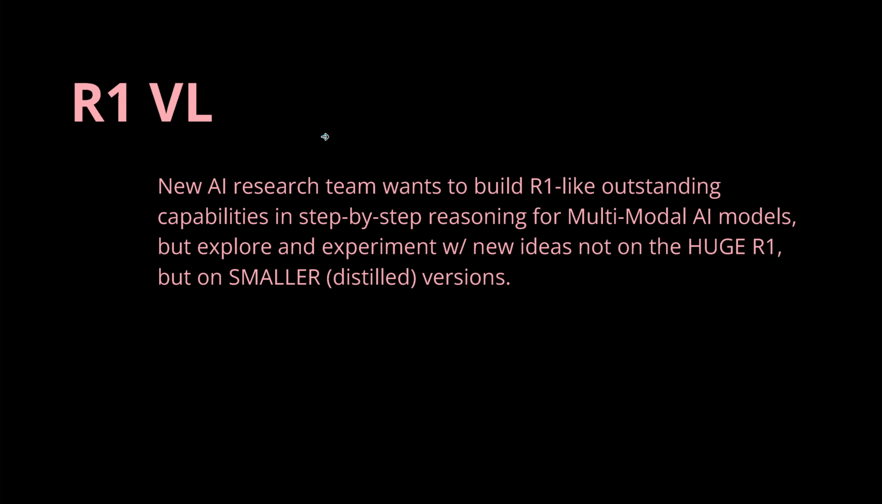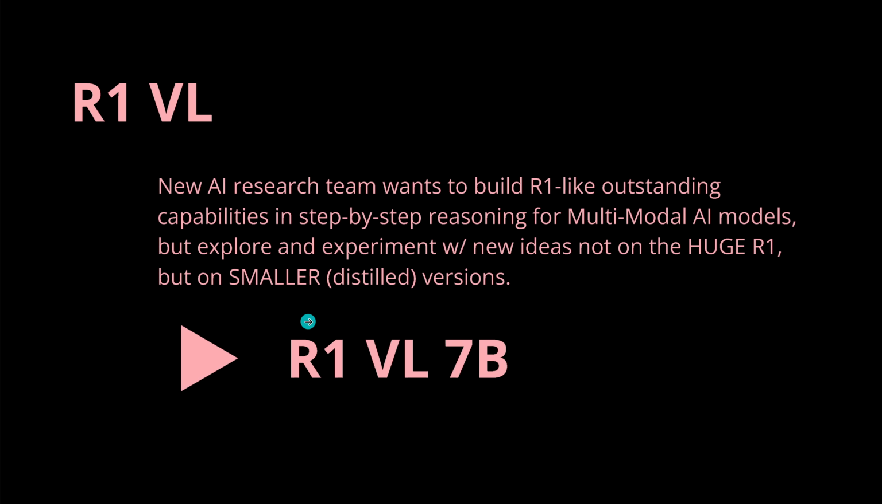And we have a new study, and I show you here a new research team, and they wanted to build an R1-like outstanding capability model with a step-by-step long chain of thought reasoning capability, and now they wanted to build this simply for multimodal AI models. But of course, to explore this, to experiment with this, implement all the new ideas, they could not afford to go with a huge R1 model, our friends in China, but they used a smaller R1 model. Well, of course. So they decided they go with an R1 7B for this vision language implementation.